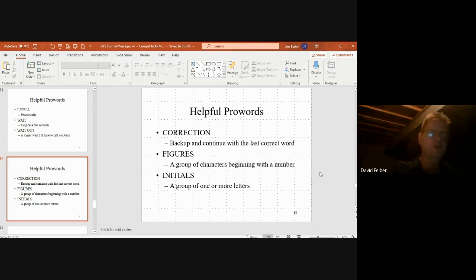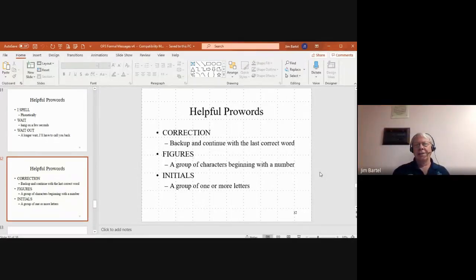Figures is a group of characters beginning with a number. An example of that would be figures 1, 2, 3, Alpha, Lima, Delta. I precede that group of characters and numbers with the pro word figures. It can be numbers, it could be letters, but it has to use the word figures, it has to begin with a number. And initials is a group of one or more letters. If the message is from headquarters DOKO, I would say from initials Hotel Quebec, slant, Delta Oscar, Kilo Oscar.